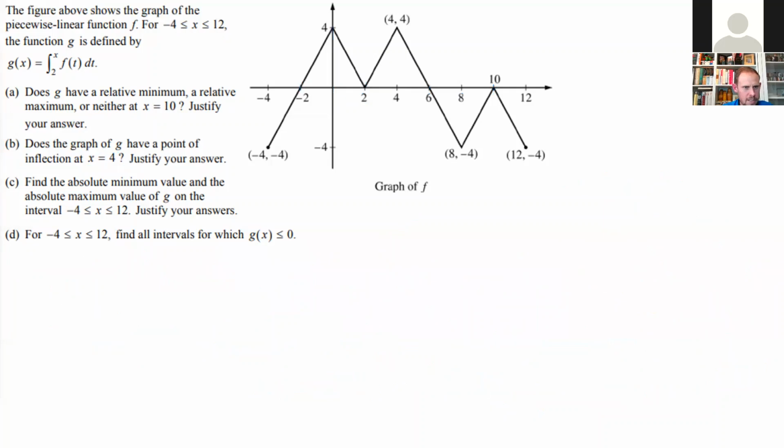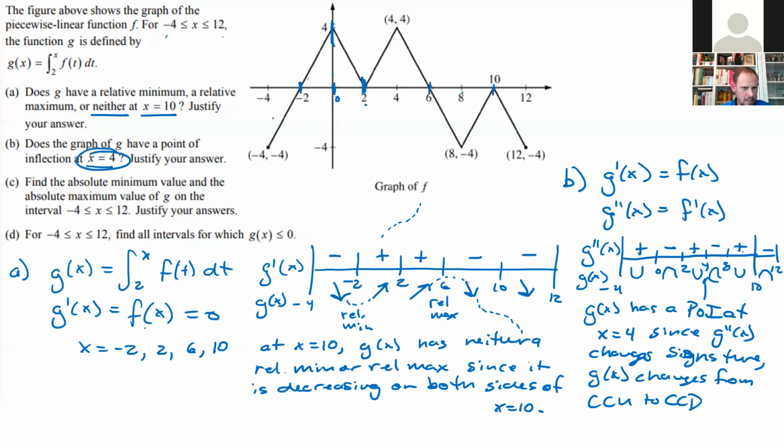All right, let's move on to part C now. Find the absolute minimum value and the absolute maximum value of the function G on the interval from -4 to 12. Justify your answer. Whenever we're asked to do absolutes, we have to do a candidate test. So we need our candidates, which would be X values, and we need to know the value of G there, which remember is the integral from 2 to X of f of t dt. So our candidates are the endpoints, and also all the zeros we got. If we go back here, all these zeros, so -2, 2, 6, and 10.